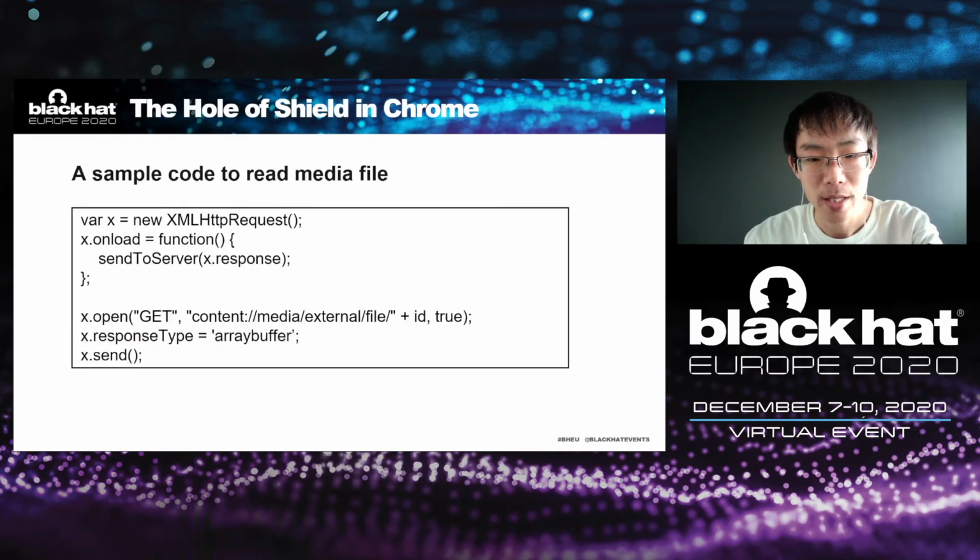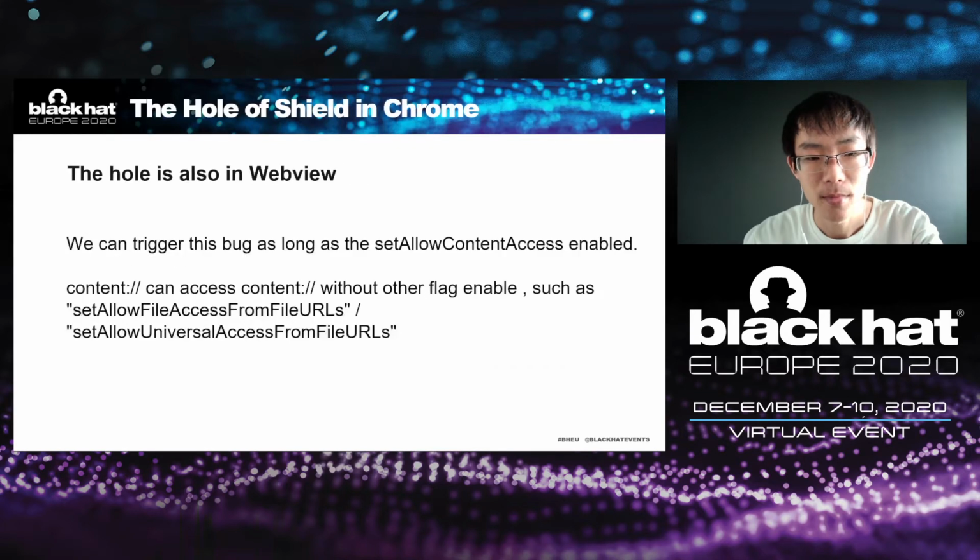This is a code example to read a media file by Ajax request. And we can send the file content to our server. The hole also exists in Android WebView. We can trigger this bug as long as setAllowContentAccess is enabled, without setting setAllowFileAccessFromFileURLs or setAllowUniversalAccessFromFileURLs enabled.